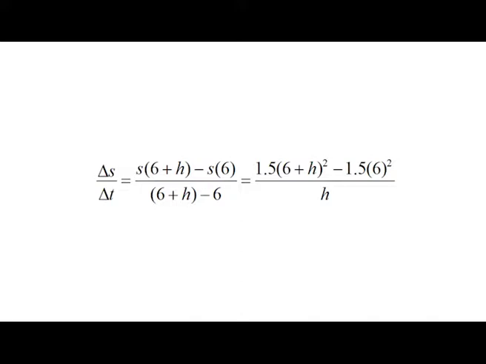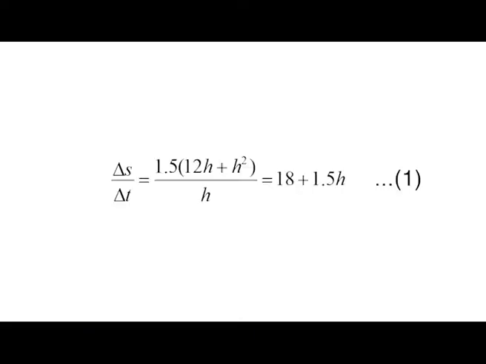Similarly, the average speed over the short time interval [6, 6 + h] is obtained as follows. Δs upon Δt equal to s(6 + h) minus s(6) upon (6 + h) minus 6, equal to 1.5 times (6 + h)² minus 1.5 times 6² upon h. Algebraic simplification yields that the average speed over the time interval [6, 6 + h] is Δs upon Δt equal to 1.5 times (12h + h²) upon h, equal to 18 + 1.5h.